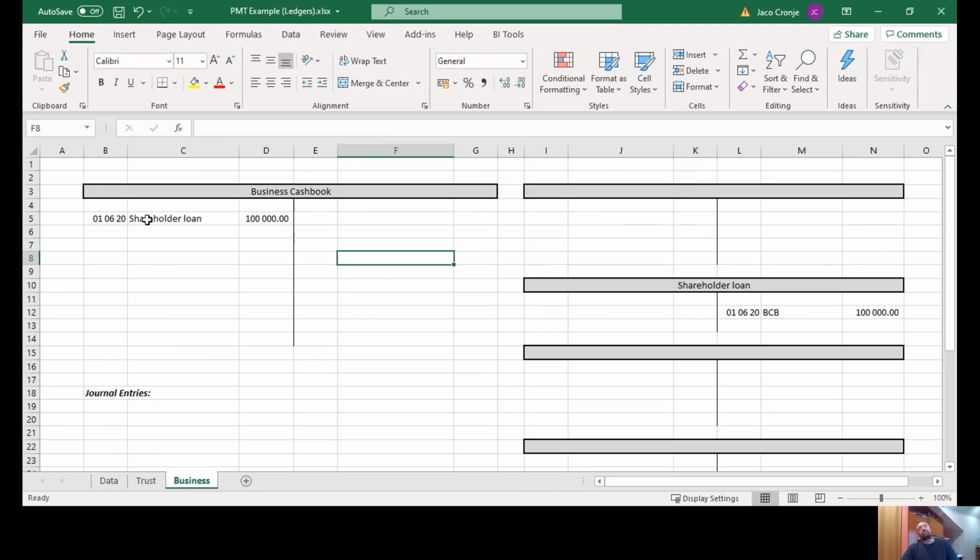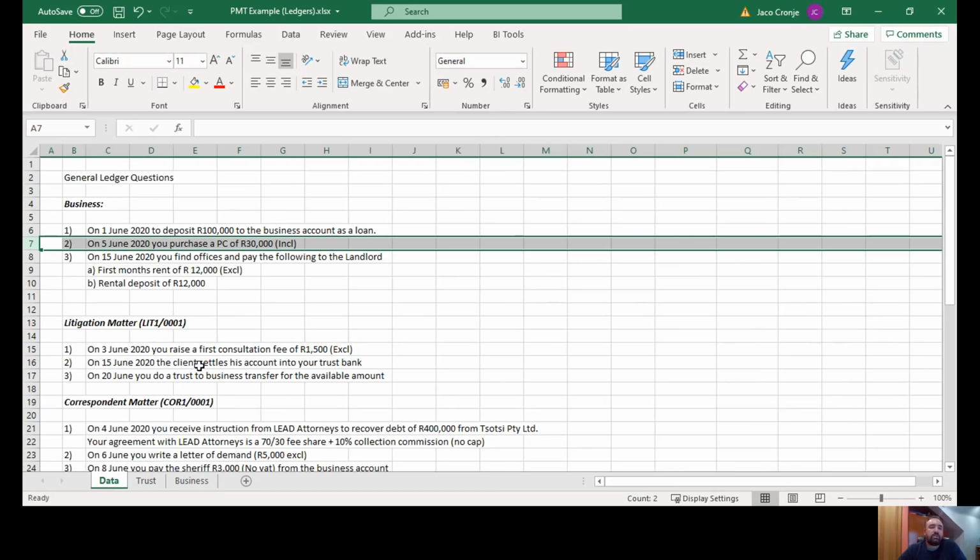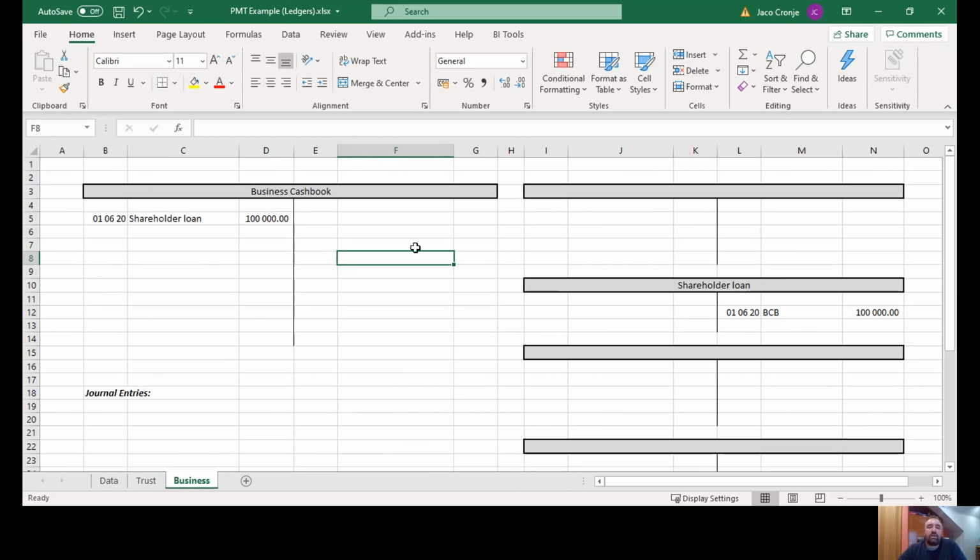Right. Okay, so now we've got to ask ourselves, is there a flow of cash? Now, assuming that we use this 100,000 Rand in our bank and we purchase this by swiping the company card, we're not buying this PC on account. So is there a flow of cash for that? The answer is yes. So my transaction will be in my business cash book. We're not going to do a journal entry. That transaction was on the 5th of June.